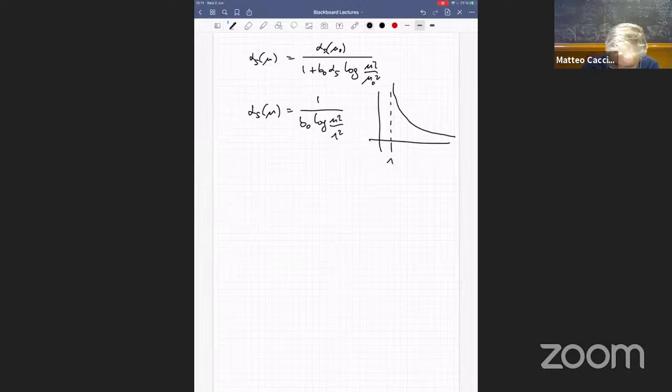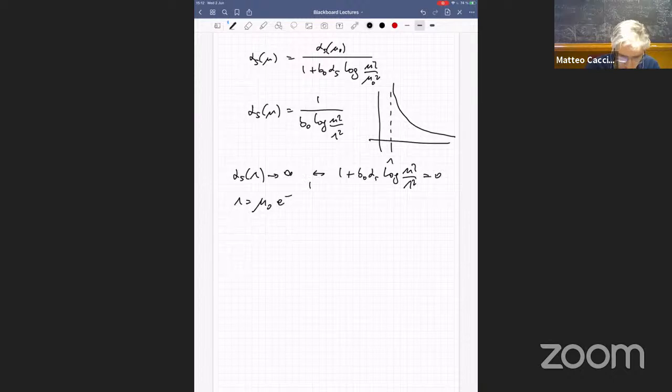You can see, alpha s at lambda goes to infinity. And this is related to 1 plus B0 alpha s log of mu squared over lambda squared being equal to 0. So of course, then the denominator of this expression goes to 0 and alpha diverges. And therefore, you can solve this for lambda, and you get lambda equal to mu0 e to the minus 1 over 2 B0 alpha s of mu0.